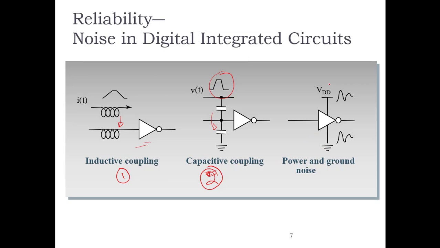And like I told you, we have power supply and ground. So they are basically taking your input from AC and converting it into DC. So they are complex electronic circuits, so there may be noise coming from them. So all these sources of noise, your circuit should be robust against all these internal sources of noise.